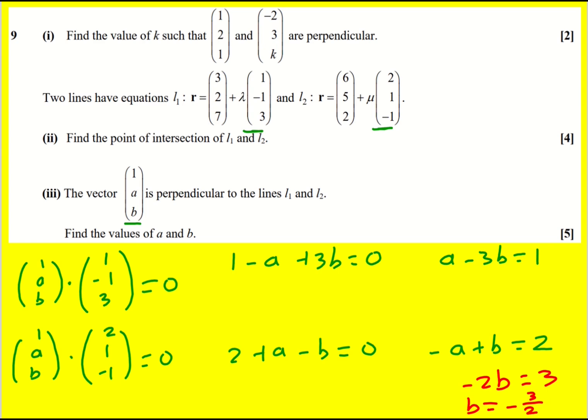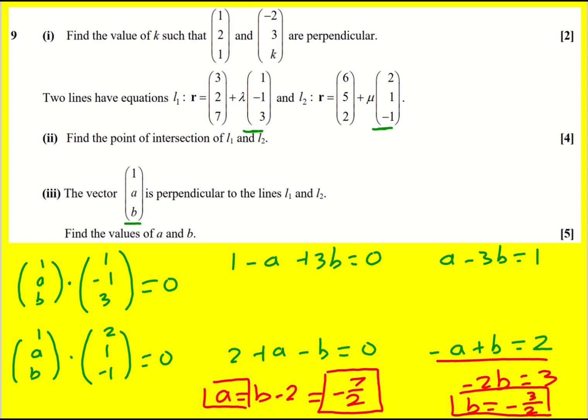I can put that back into this one. So that means a is going to equal b minus 2, which means it's minus 1.5 minus 2, that's minus 3.5, or minus 7 over 2. I've left it as fractions, but minus 3.5 is fine as well. So those are our two answers.